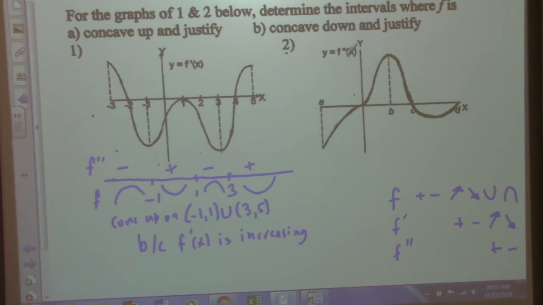Okay, let's go look at problem 2 here. So here you have f double prime. So to me, this one is going to be even easier. And so what are the critical numbers in this instance?